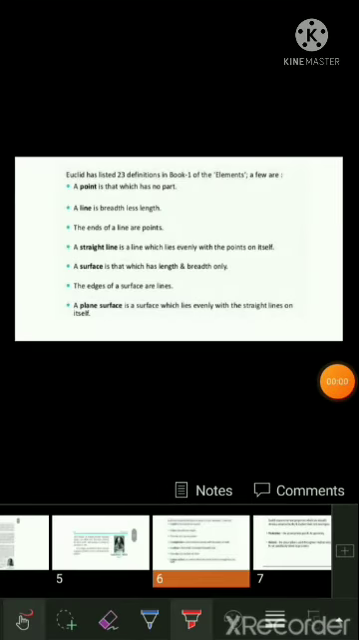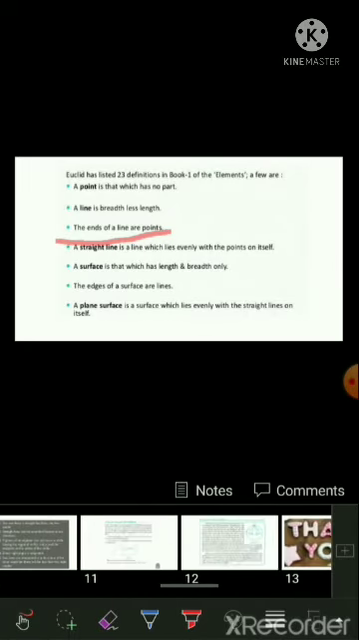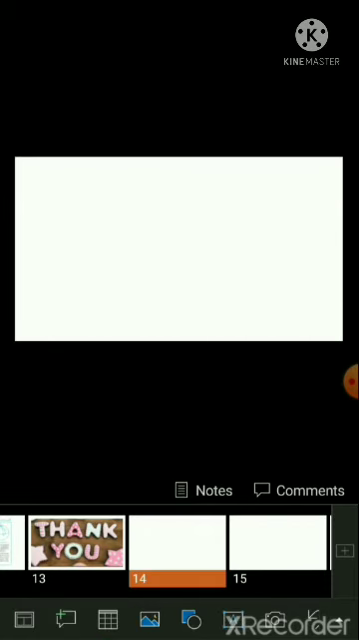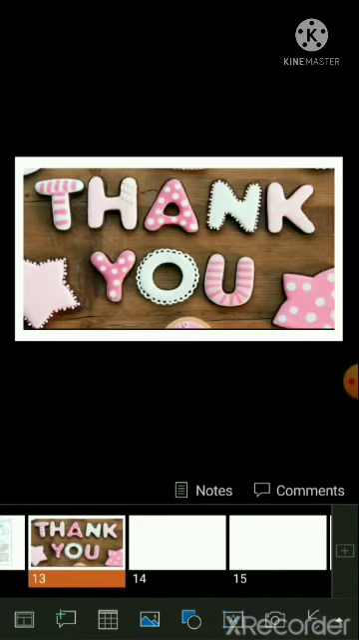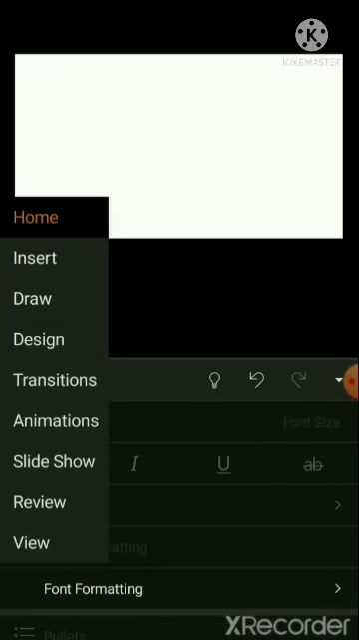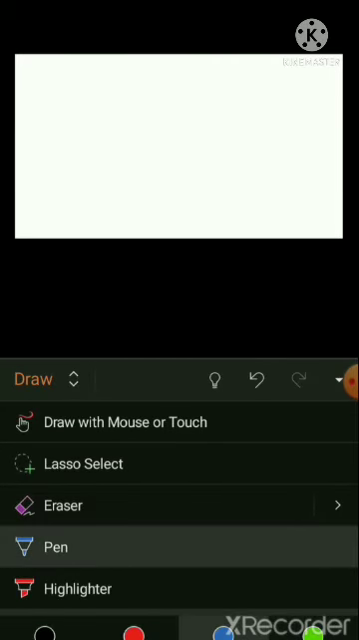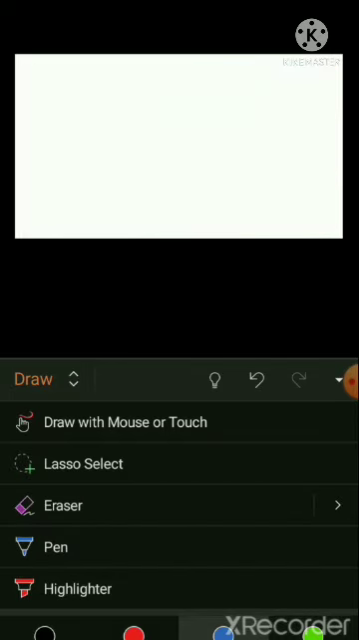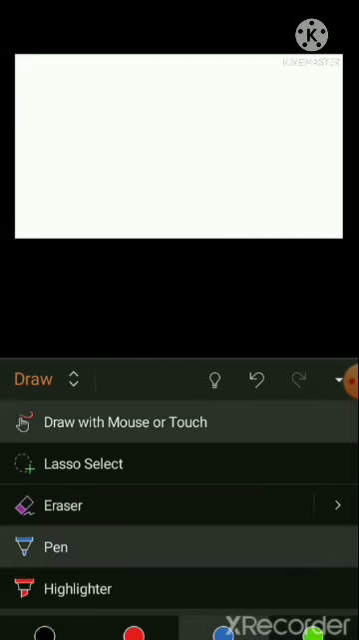Wait. Now we come to the third point: the ends of a line are points. The ends of a line are points means, when we draw a line, so this is a line, this is a point. Okay, so these are the points. So this is showing here.